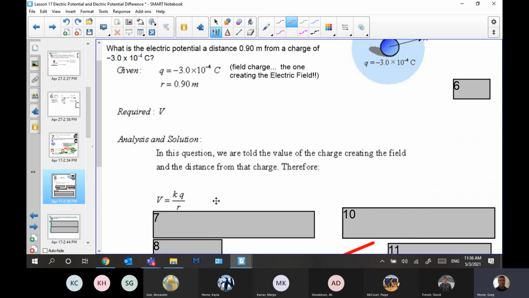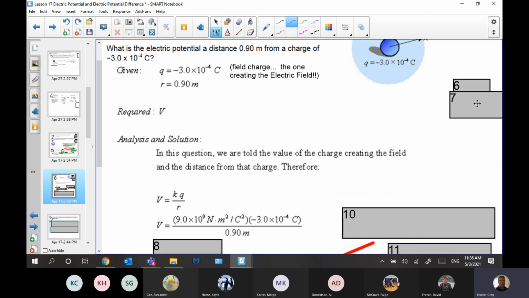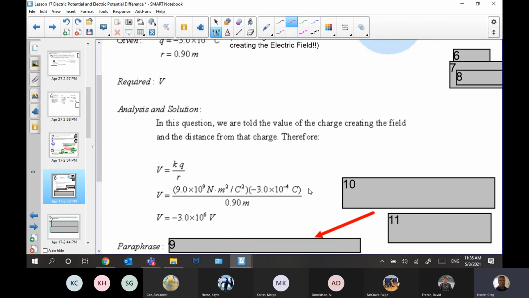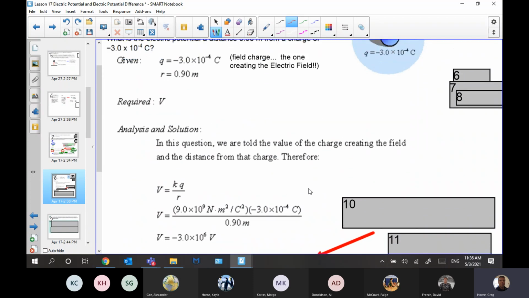So yeah, you're just going to use the equation, KQ over R, plug in the numbers, use your calculator, get a value. So the potential is -3 times 10 to the 6 volts. Remember, volts does mean joules per coulomb. That's the same as grade 9, right?